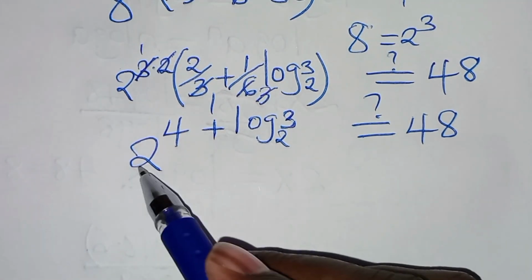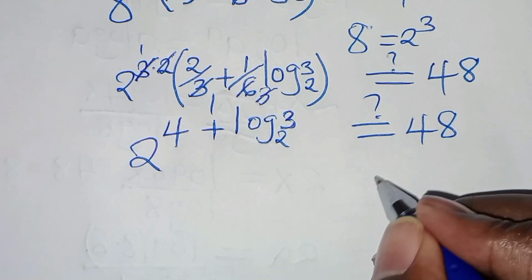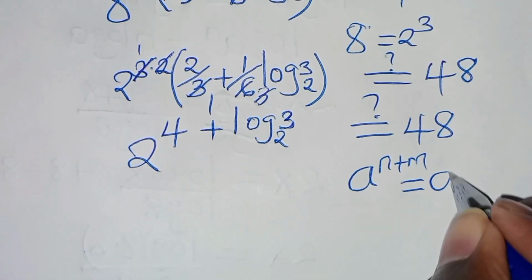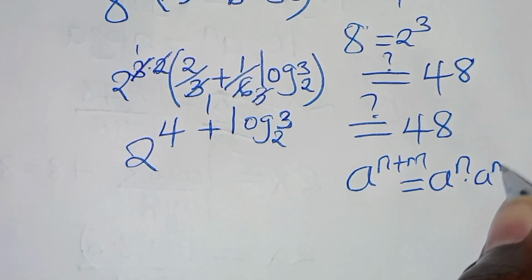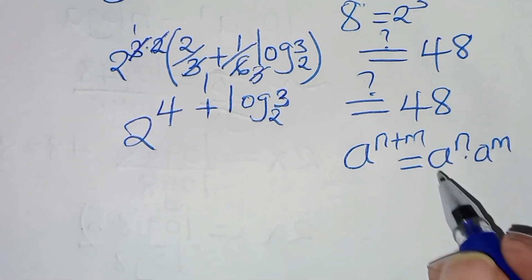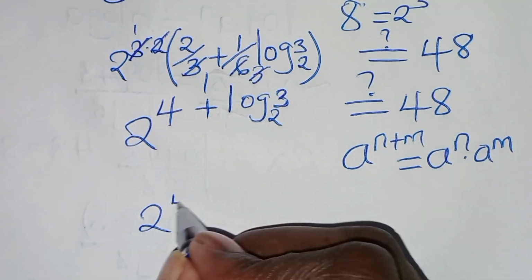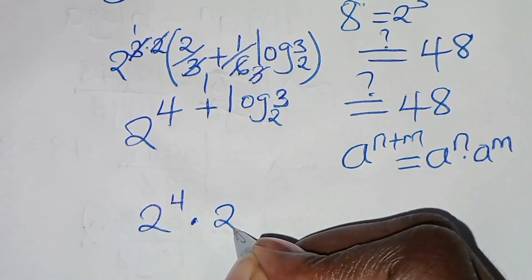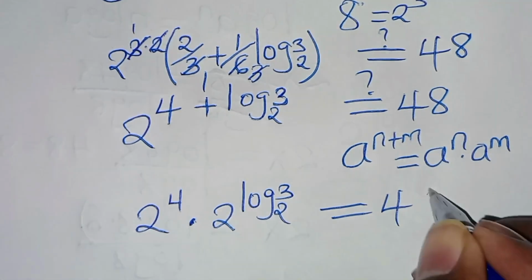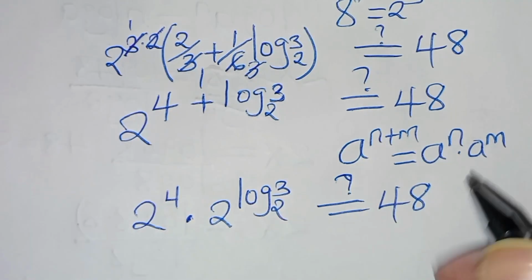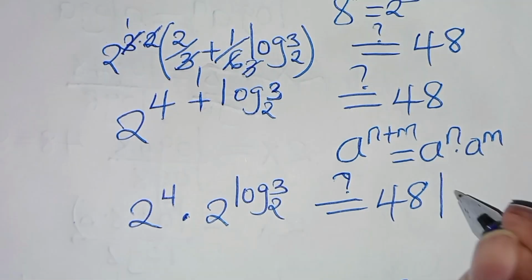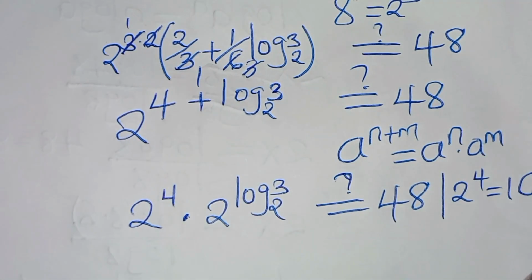The next step is that 2 to the power of 4 plus log 3 to base 2. This is in the form of a to the power of n plus m, which we can express as a to the power of n times a to the power of m. Applying this exponent property from here, this implies that we have 2 to the power of 4 times 2 to the power of log 3 to base 2. This is supposed to give us a value of 48. So from here, 2 to the power of 4, this is equal to 16.